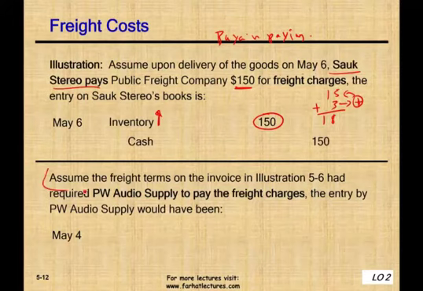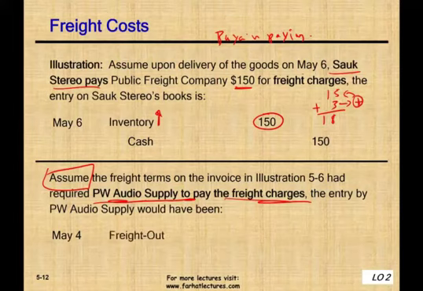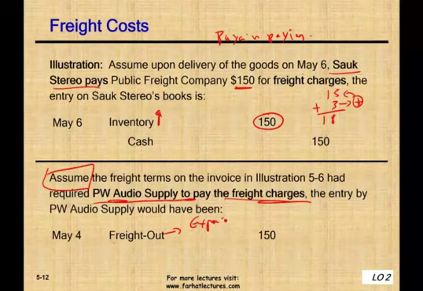Now let's change the example. Let's assume the freight terms had PW audio supply. So now the seller is paying for the charges. So the seller says, I'm responsible for the charges. How would the seller record this? The seller would record it as a freight out, which is an expense. An expense. This is a freight out.